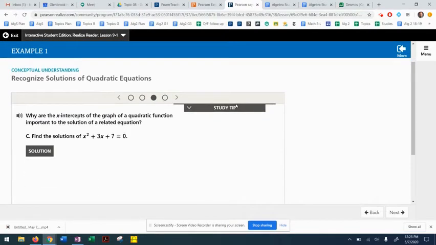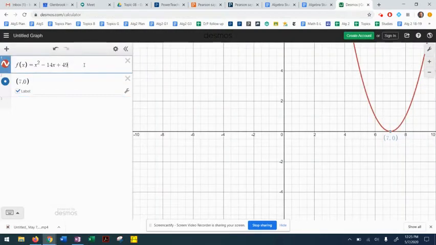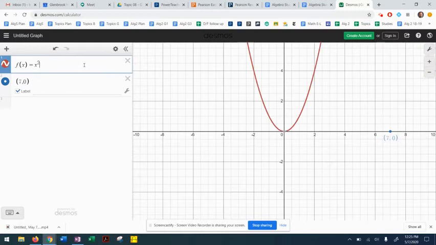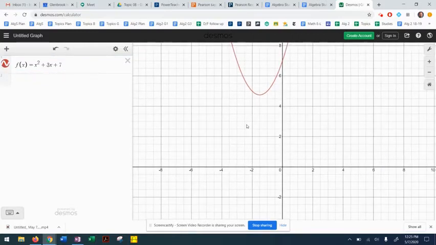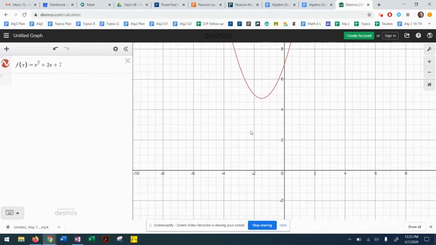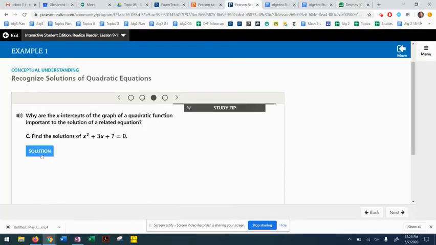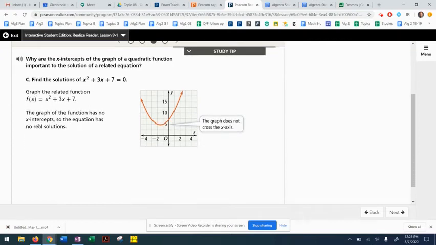Let's look at another example. X squared plus 3x plus 7 equals 0. So I'm going to plot that, x squared plus 3x plus 7. And we're interested in when this thing equals 0. Well, we can see that this thing never crosses the x-axis, which means this equation has no solutions. And we would see that back in their solution as well. There's the parabola, no real solutions. That's the thing we're interested in.